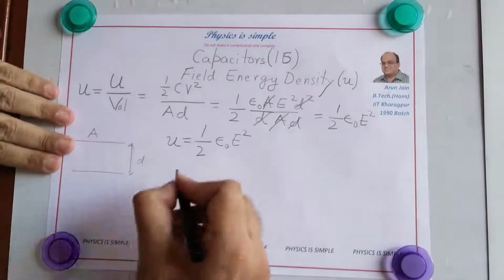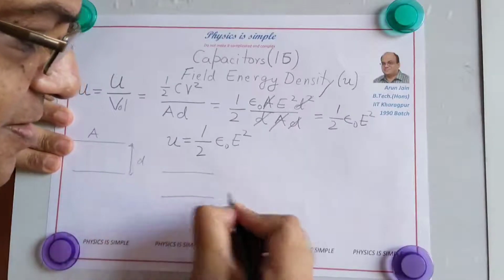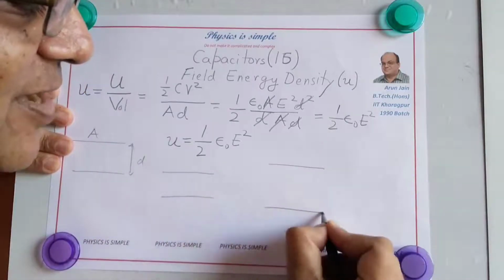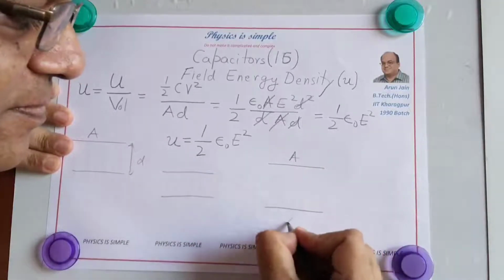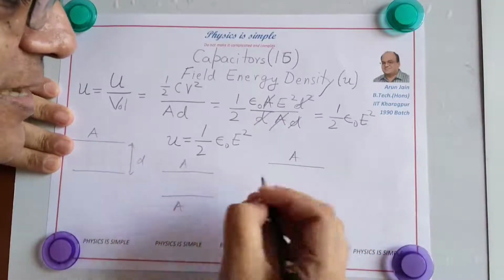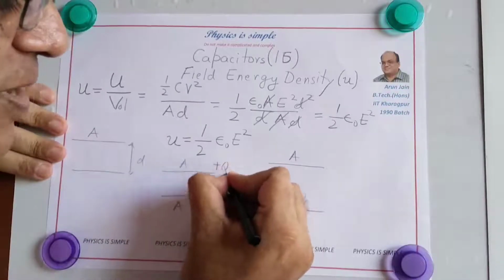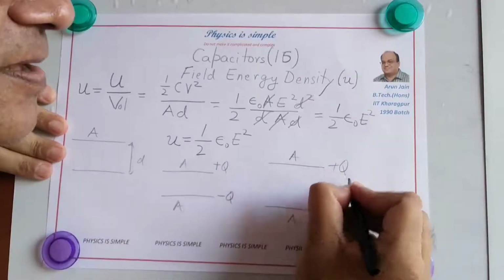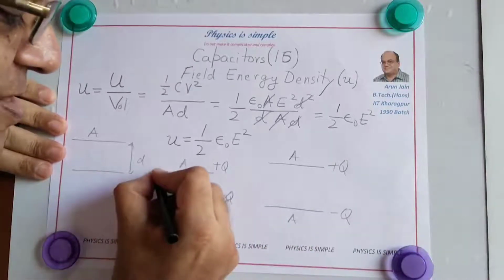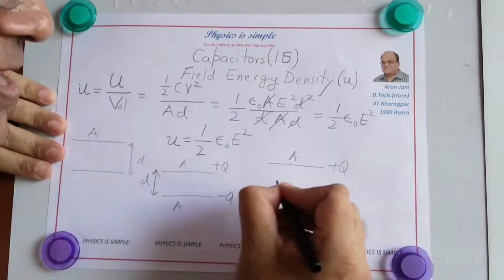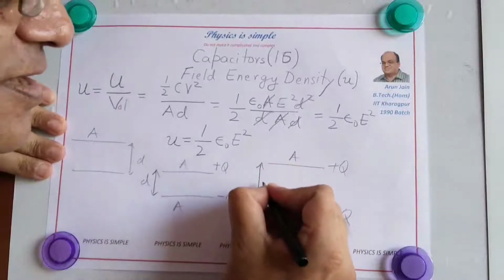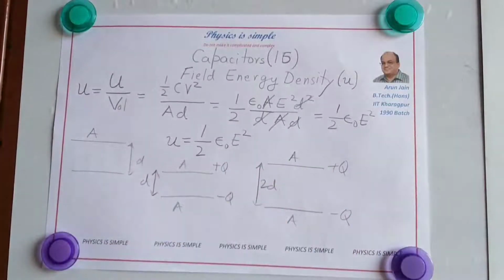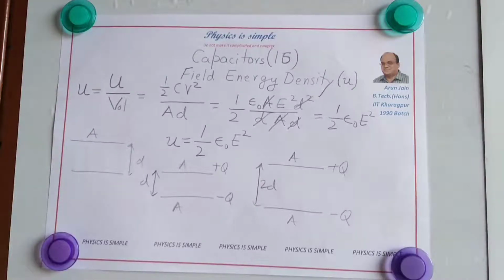Now suppose we have got two parallel plate capacitors. The plates are of same area and they have got the same charge, plus Q and minus Q. The only difference is the distance between the plates here is D and the distance between the plates here is 2D. So question is, in which of the capacitors electric field is stronger between the plates, and in which of the capacitors more energy is stored?